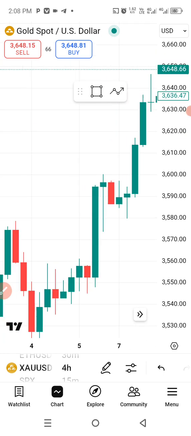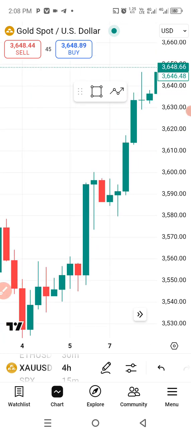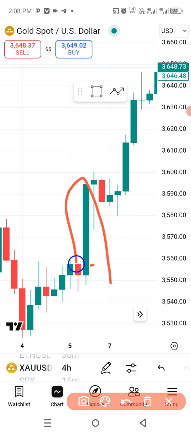So let's first start with this long candle here. Each time you see a candlestick like this, you will know that the buying pressure was very high. The buying pressure is high because this one is green. It is a bullish candle. That is why I'm saying buying pressure.